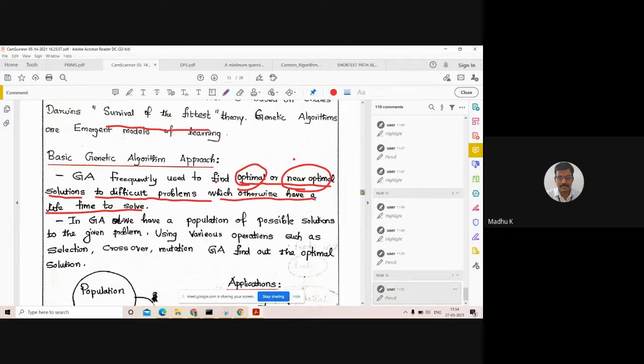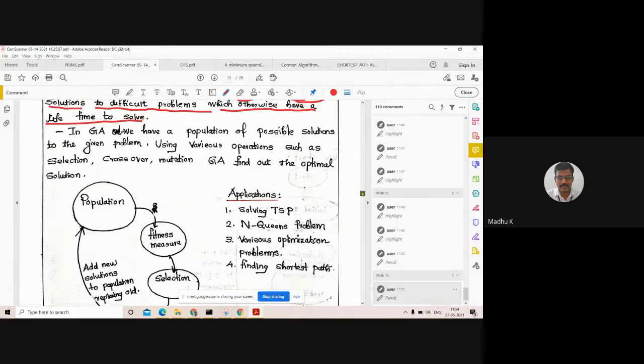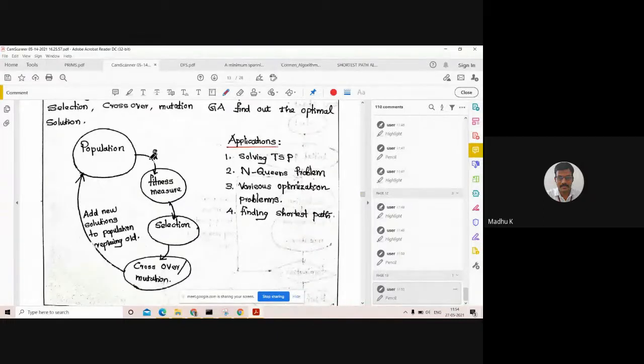So what is the genetic algorithm approach? This is the basic concept of the genetic algorithm. Basically, we have a set of solutions, the population. Those solutions are called the population. What is a population? A population consists of a set of solutions.